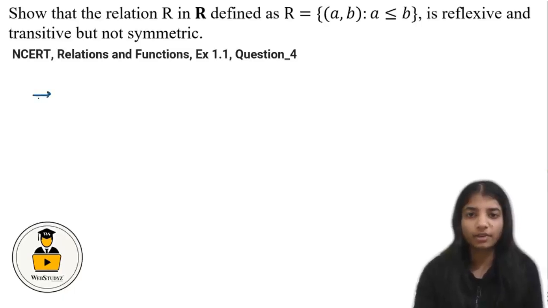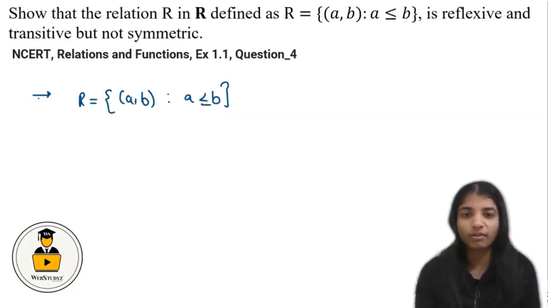In this question we are given that we have to show that the relation R in ℝ, where ℝ represents the real numbers, defined as R = {(a, b) such that a ≤ b²}, is reflexive and transitive but not symmetric. So here we are given the relation R = {(a, b) such that a ≤ b²}.